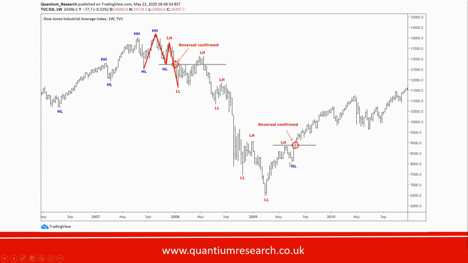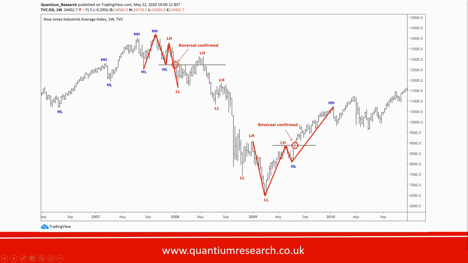Let's get our higher high. There we go. We've also got a higher low there. That's where our reversal confirms, and then the market changes direction. That sets up that potential failure swing, which is confirmed when the market breaks above this particular resistance. And then the market is back into an uptrend with more higher highs and higher lows following.